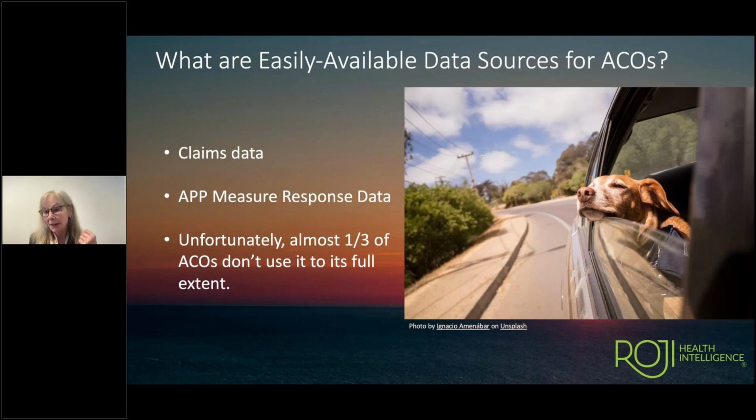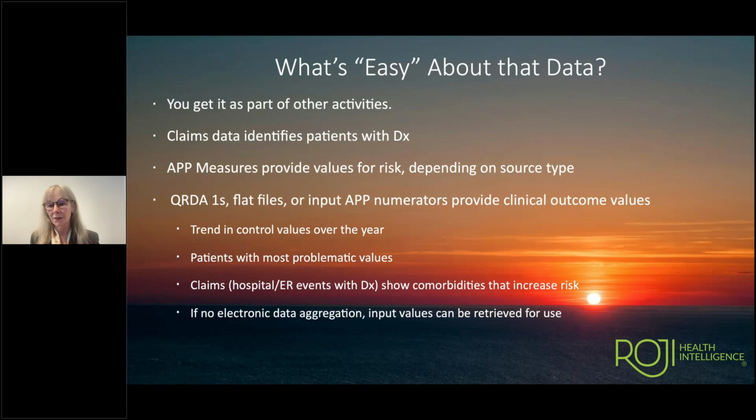So last time we talked about easily available data sources for ACOs. Well, claims data you get, APP measure response data you have to compile. A lot of ACOs, however, are not using the maximum amount of certainly the claims data. The APP data is new, even if you're actually doing APP reporting this next year. And so we have a long way to go in actually using the best tools that we have for cost performance. So what's easy about easily available data?